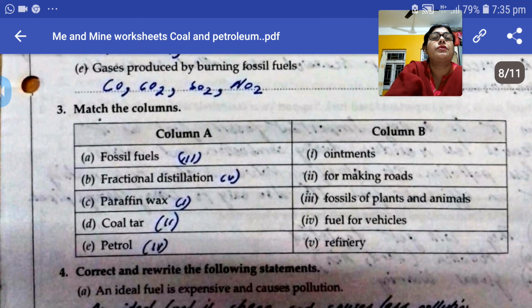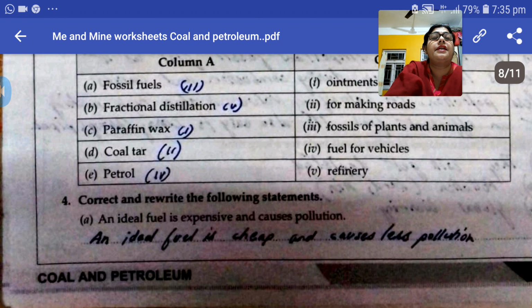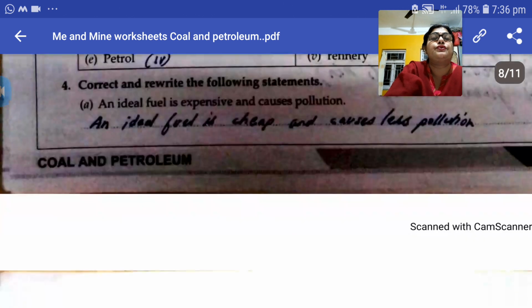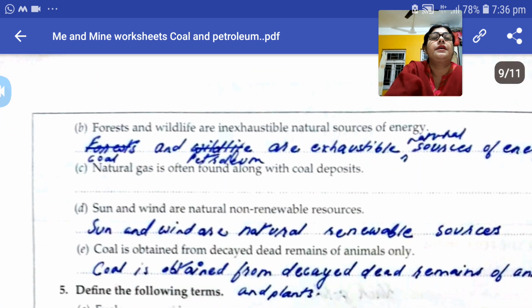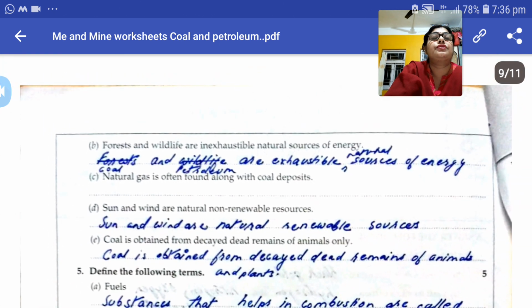So this is matched up following, so it is already done. Correct and rewrite the following sentences. An ideal fuel is expensive and causes pollution. Wrong. An ideal fuel is what? Not expensive. It should be cheap and it should cause less pollution. Okay. Then, so these are some kind of questions which you will get.